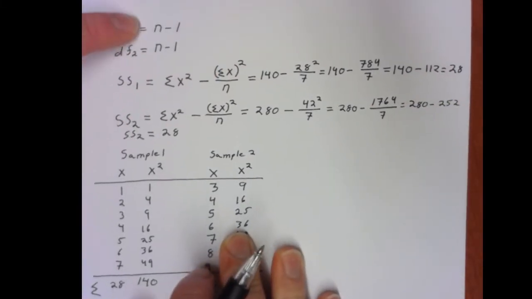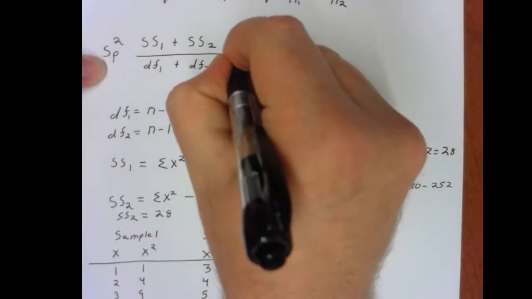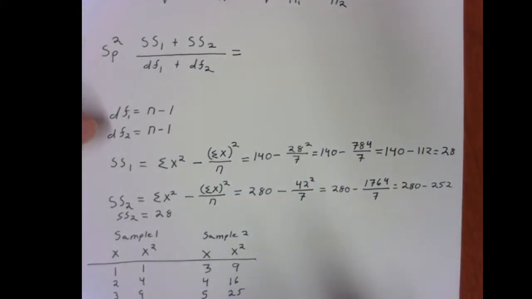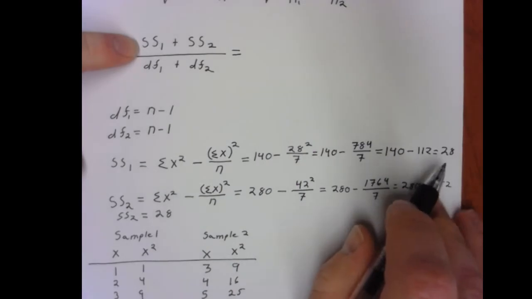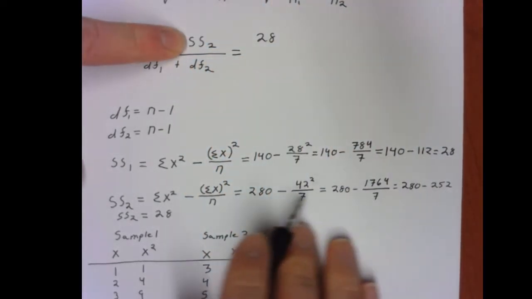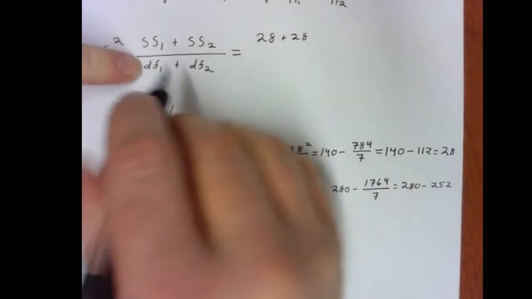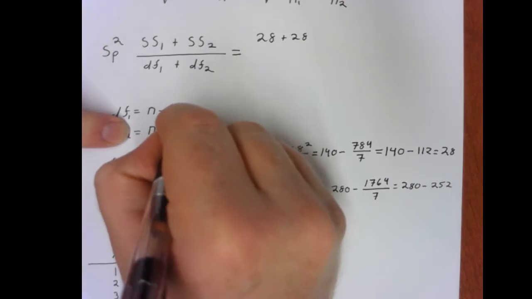So now we actually have everything we need to figure out pooled variance. So when we think about this, we have sum of squares of group 1, 28. Sum of squares of group 2, 28. DF1, oh, skip these.